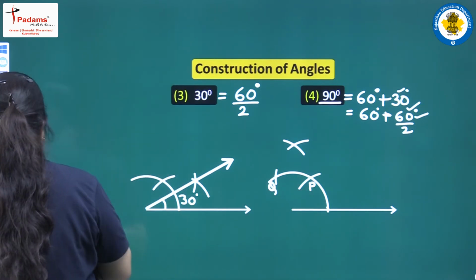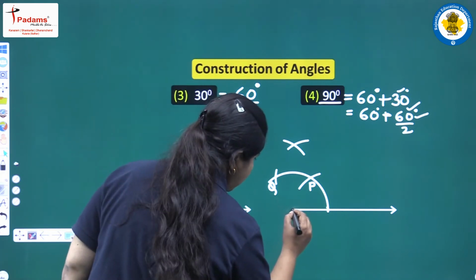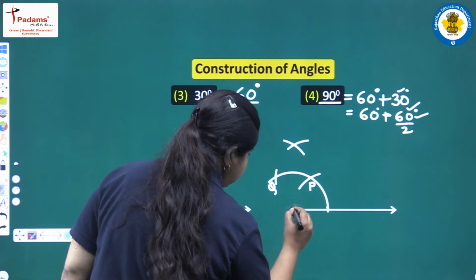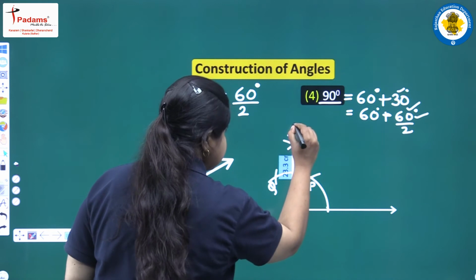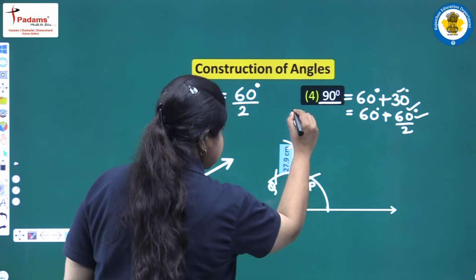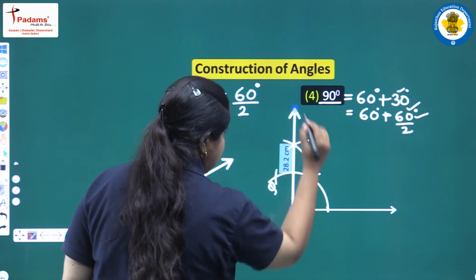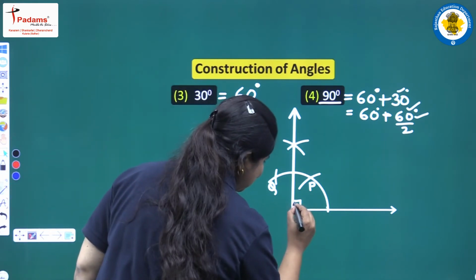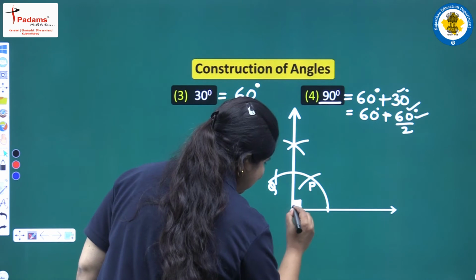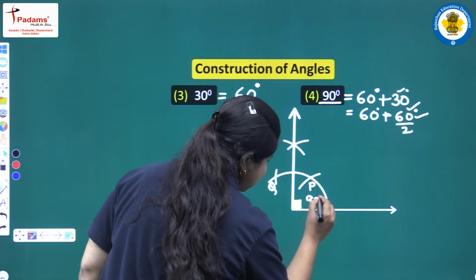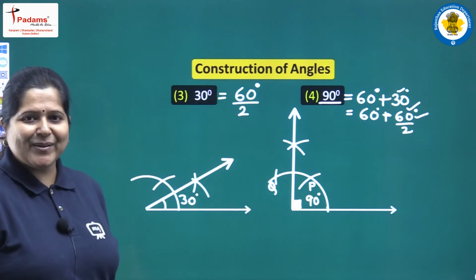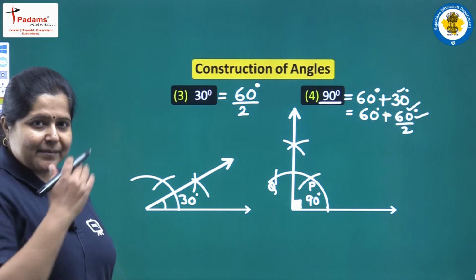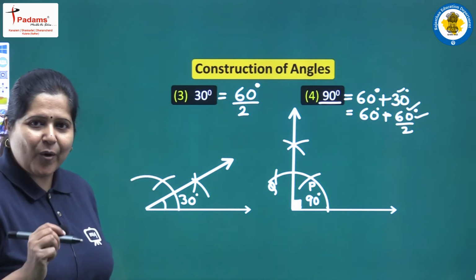Next what we have to do is simply join this point with this point of intersection and take it a little bit further, and with this we get an angle of 90 degree. So beautiful it is, isn't it? This is of measure 90 degree. You can construct along with me. Pause the video and draw it in your copy.